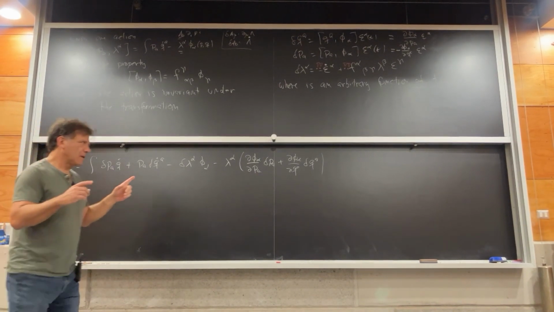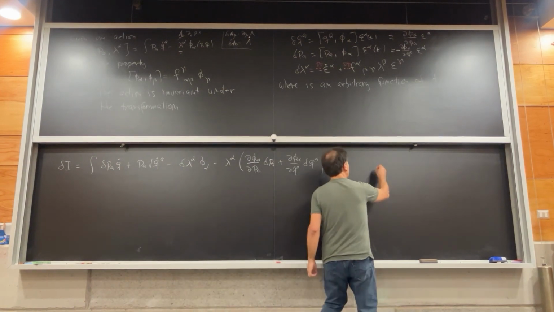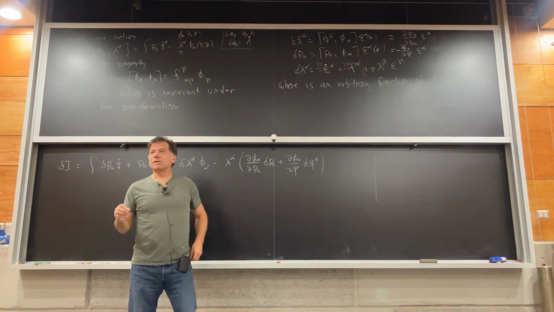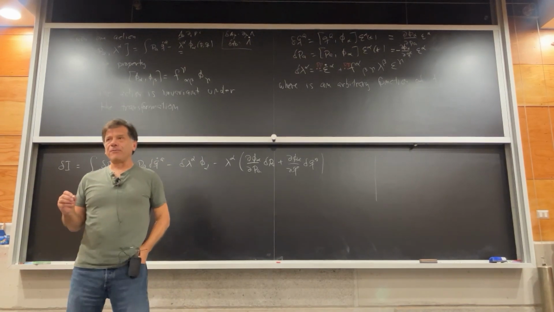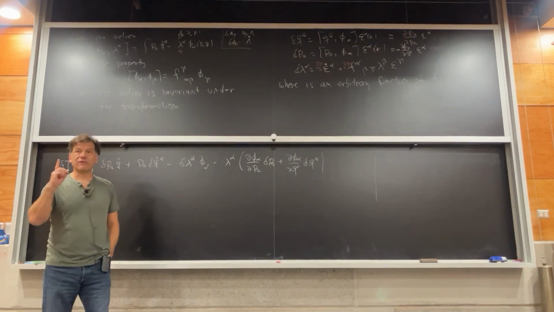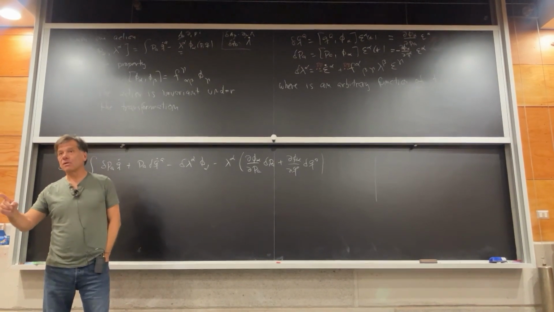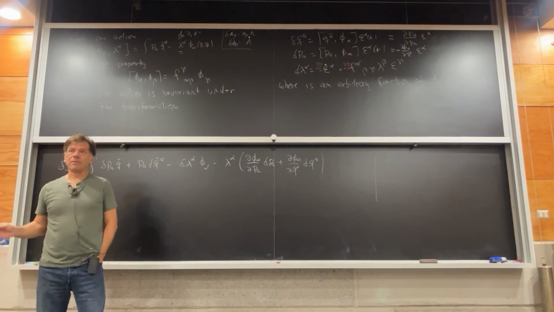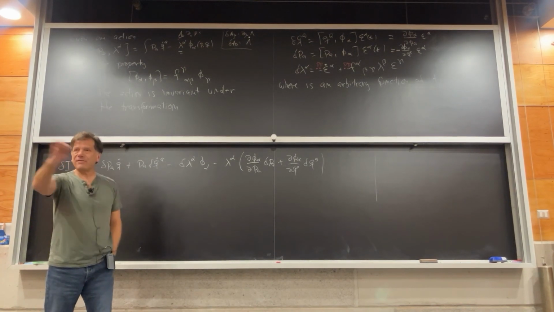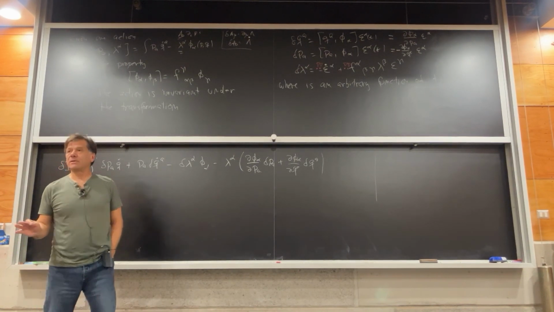Let me just maybe stop one second on that. If you use the equation of motion, then any transformation is a symmetry. Remember that a symmetry is a transformation that leaves the action invariant up to a boundary term. If you allow me to use the equation of motion, then I can prove to you that whatever transformation you have will be a symmetry. Why?